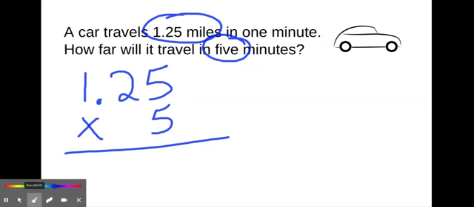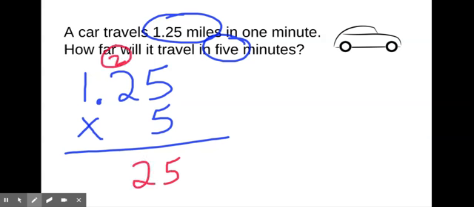To multiply a decimal, we can start out by just multiplying like we would regular. 5 times 5 gives me 25. 5 times 2 gives me 10, plus 2 gives me 12. And 5 times 1 plus 1 gives me 6. So I end up with 625. That just leaves me with my decimal point. I have to figure out, where does it go down here?